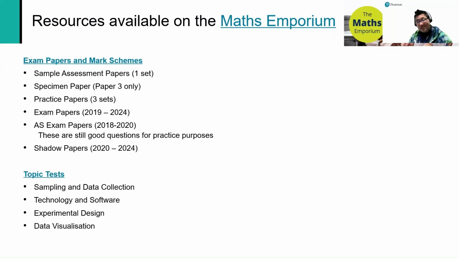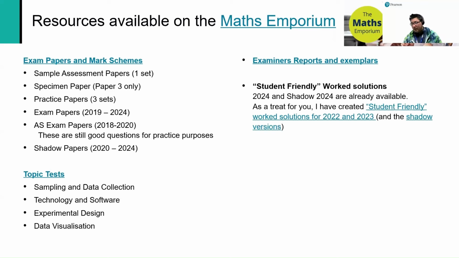There are also now topic tests on sampling, data collection, technology and software, experimental design, and data visualization. They were released, I think, January this year. So they are now all available, and the mark schemes are there as well, together with the assessment objectives. The examiners' reports and the exemplars, I very much strongly get people to read those, because that does give some good information about what examiners are looking for. There are also some student-friendly worked answers, okay?